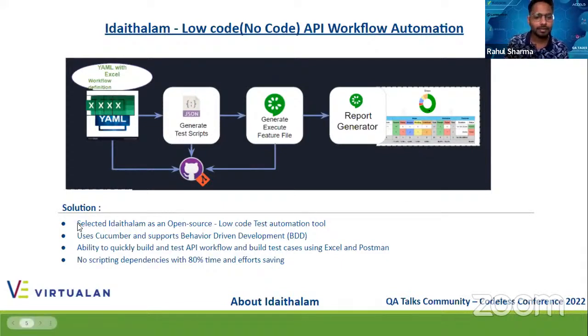So as I said, these are the solutions to my problem statements. I found that Idaithalam is a low-code test automation tool. It uses Cucumber and BDD to generate and execute the test cases. The fourth point is that it has the ability to build the test cases in Excel and also directly through Postman.